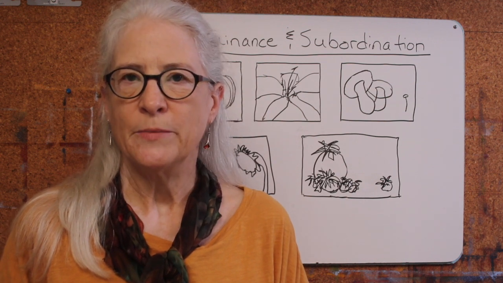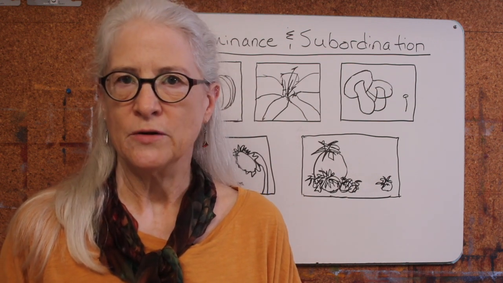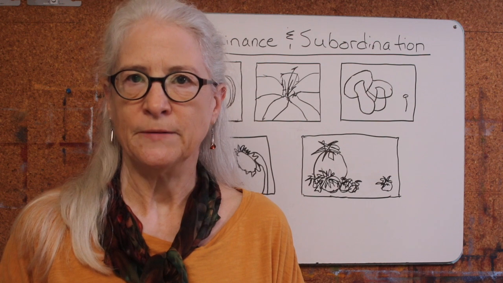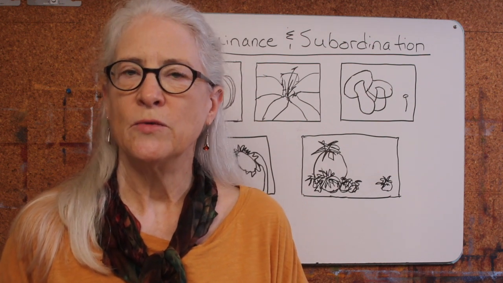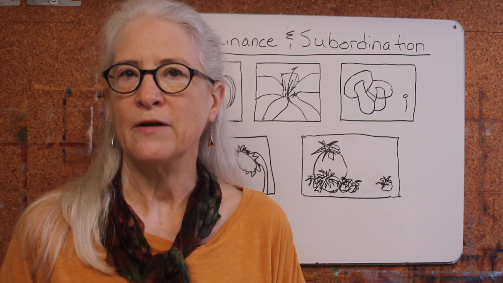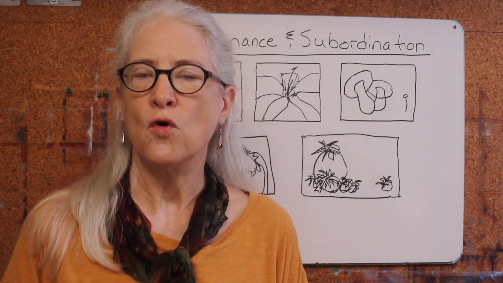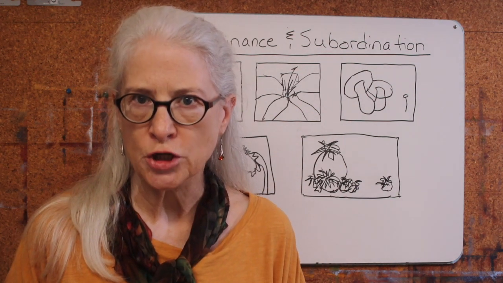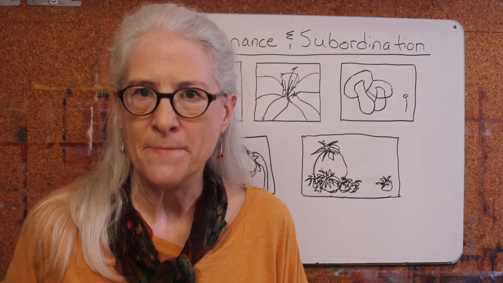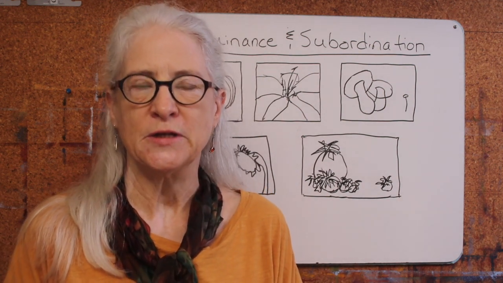The last video was about convergence. This video is about dominance and subordination. Dominance and subordination within a composition refers to having a subject or a mass of subjects that forms this large grouping, a large mass within your composition.